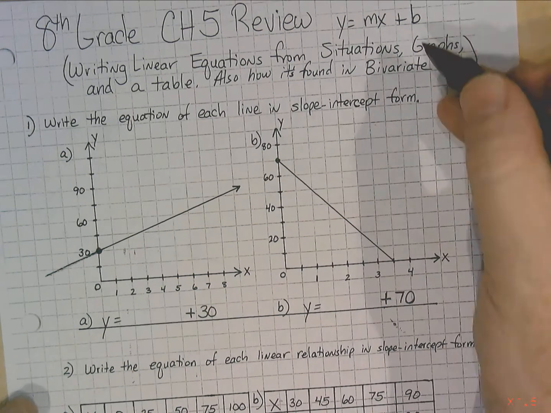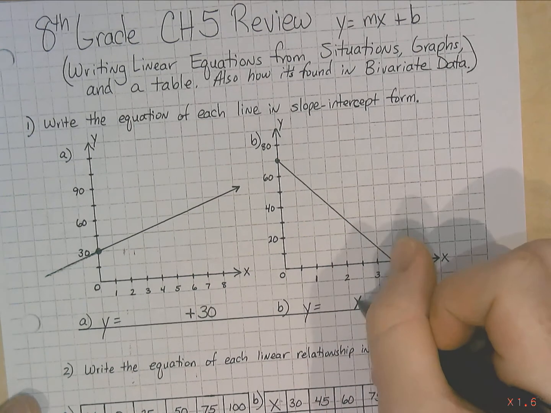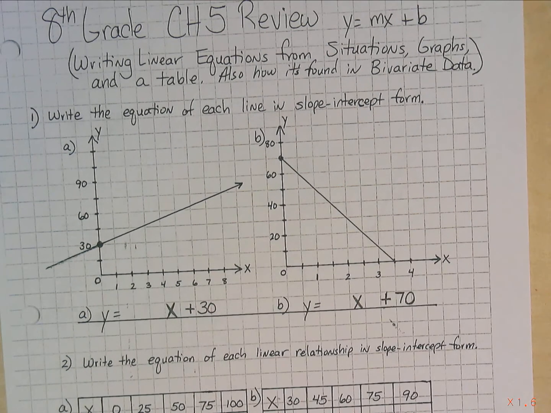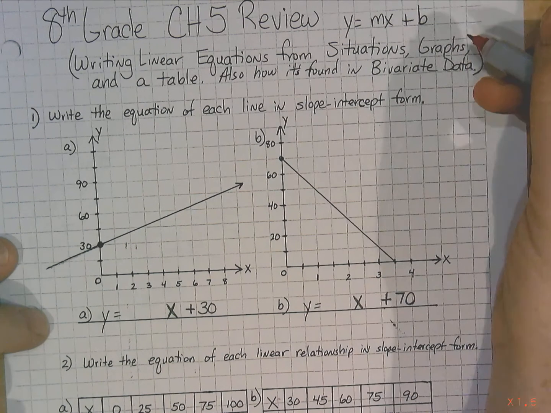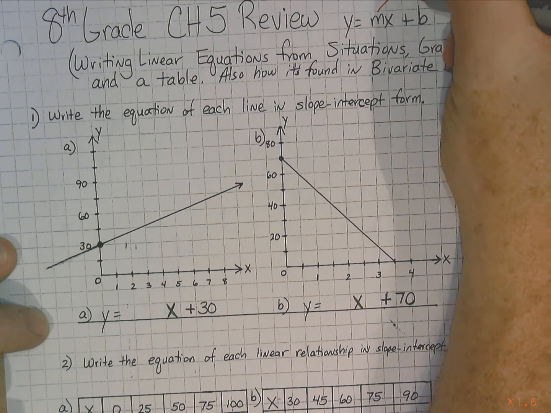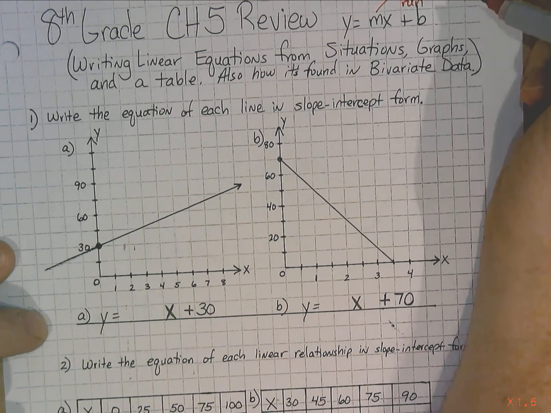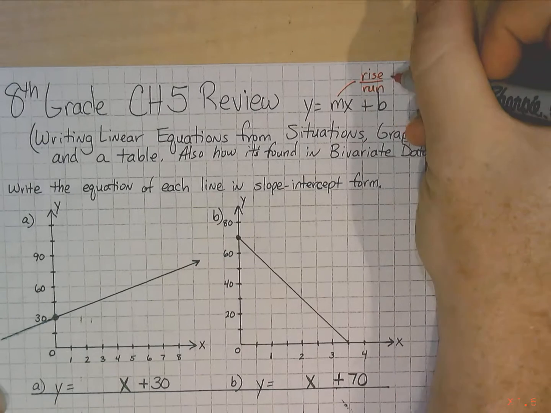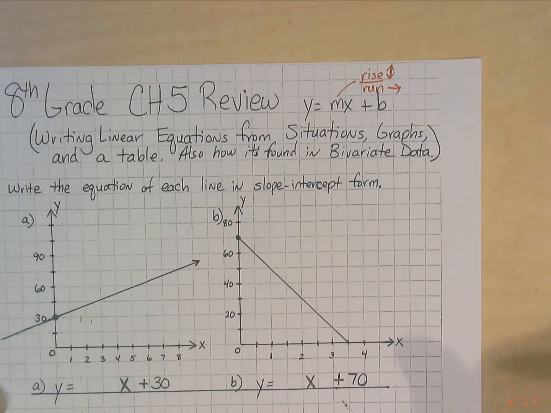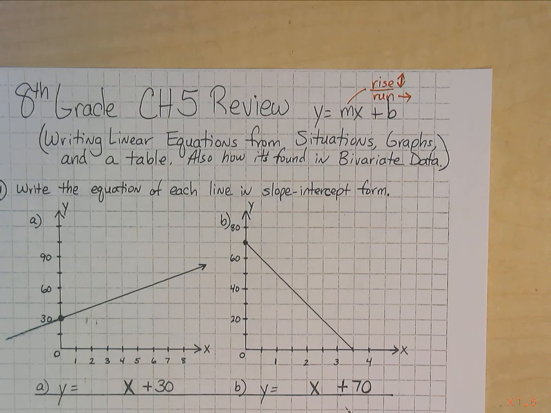Now I'm going to put x here. Now we've got to find our slope. Remember, slope is rise over run. Rise always goes either up or down, and run always goes in one direction, to the right. So you set it up as a fraction: rise goes on top and run goes on the bottom.